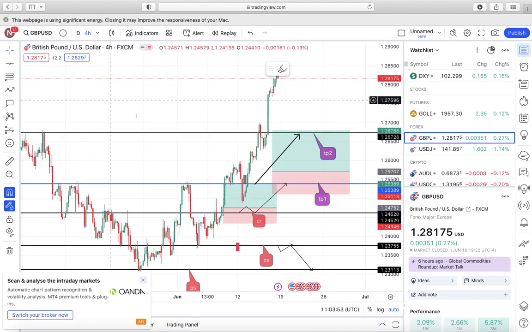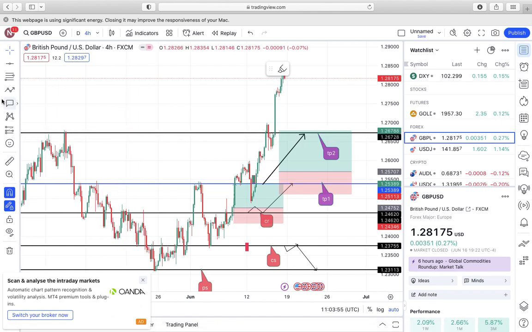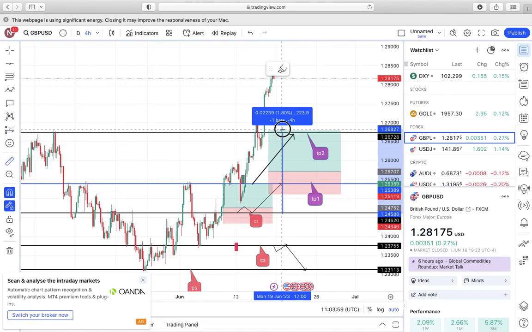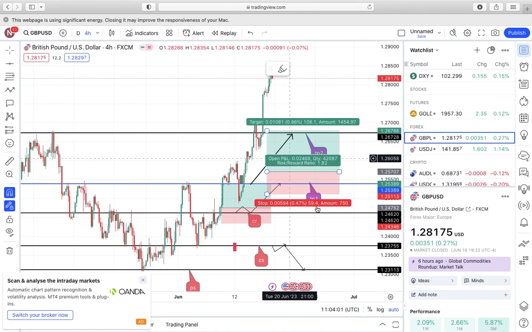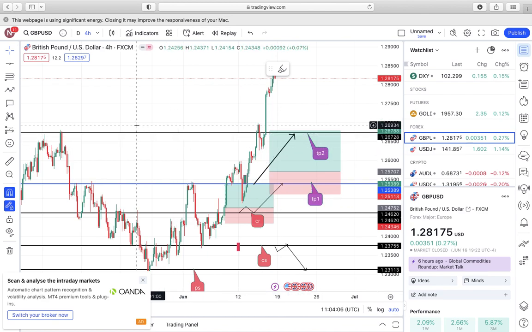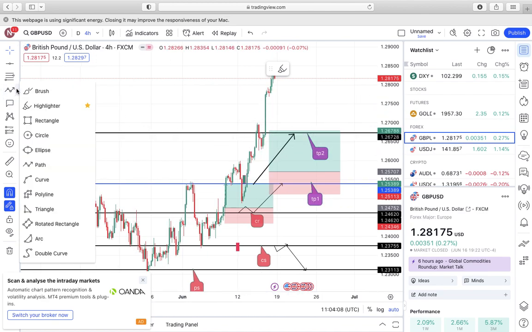This one was GBPUSD. We traded it this week and we got some pips; from here you can measure. This is about 220 pips, which means take profit one was hit, and take profit two also was hit. Let us take this scenario.